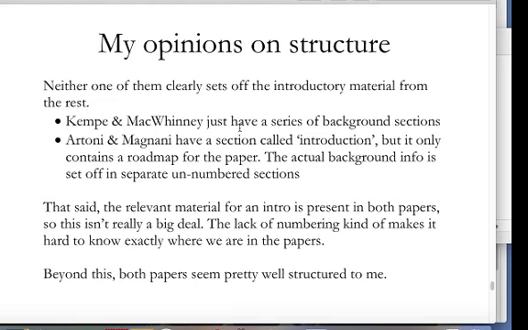That said, I mean, the relevant material for the introduction is present in both papers, so it's not that big a deal. It's not like they skipped all the background. They just sort of structured it a little differently than I was expecting. The lack of numbering kind of makes it hard to know exactly where we are in the papers.